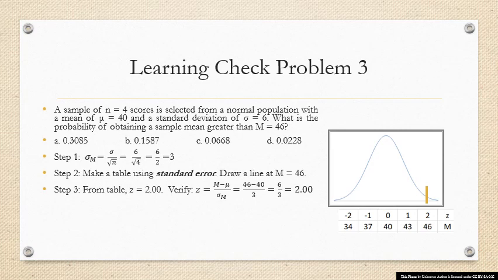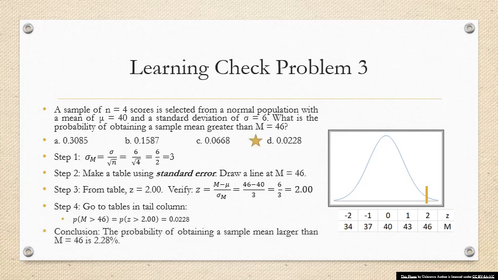From your table, you can verify that for M equals 46, z is equal to 2. You can also verify it using the z-score equation, and you still get 2. Step 4, go to the tables, look in the tail column, and you'll find the probability of 0.0228. So the conclusion for this problem is that the probability of obtaining a sample mean larger than M equals 46 is 2.28%. The answer would be D.